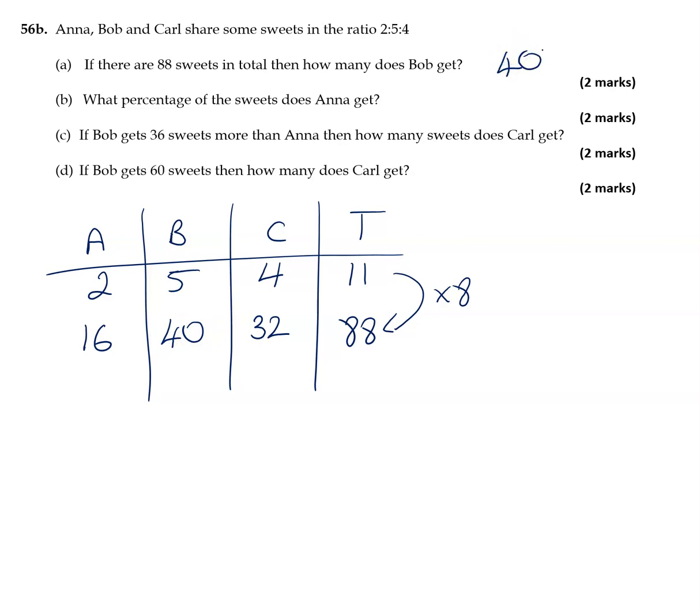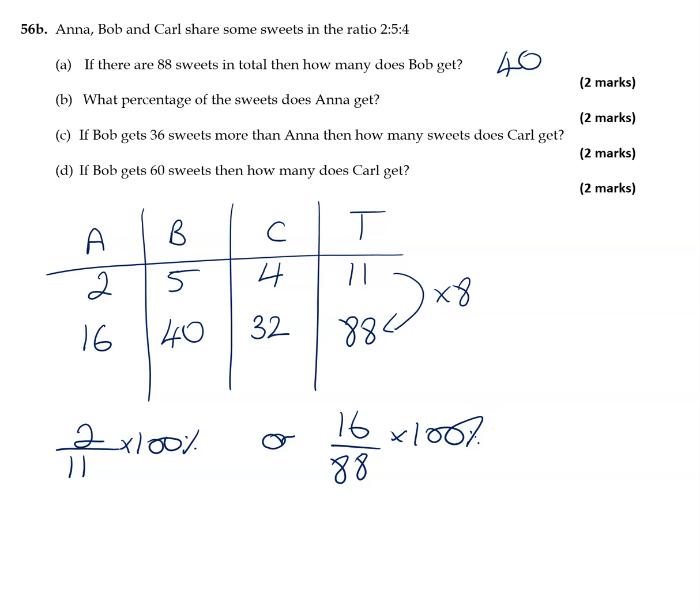What percentage of the sweets does Anna get? Anna gets 2 out of every 11. Or it doesn't make a difference, we could do 16 out of 88. Makes no difference. But because we want the percentage, we're going to have to multiply that by 100.